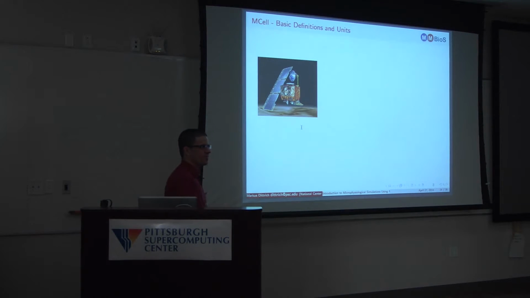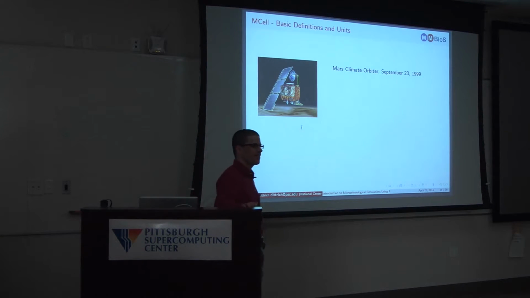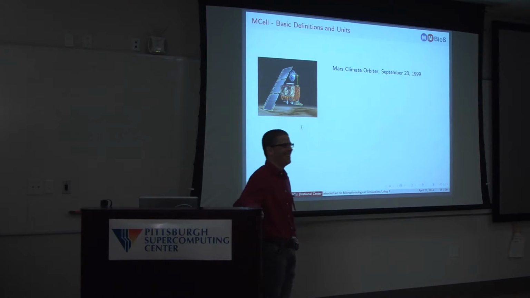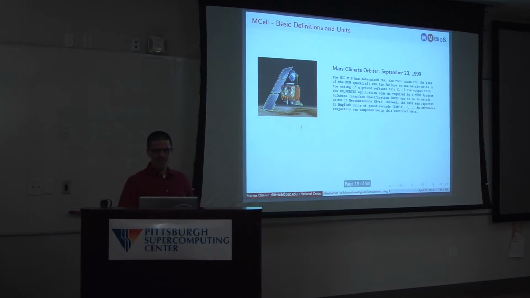Anybody know what this is? I've used this last year, so if you read the slides. I should have used a different example. So this is the Mars Climate Orbiter that was launched in September 1999. Anybody know what happened to this thing? Why haven't you heard of this since? Well, to cut a long story short, it basically crashed and burned.